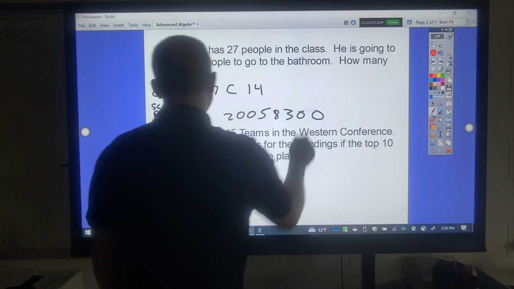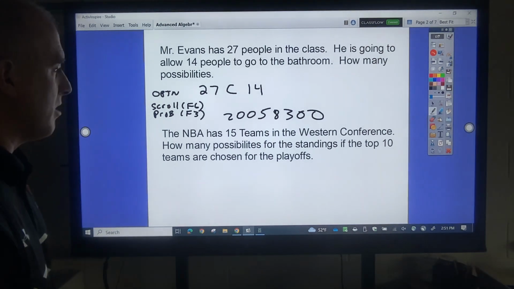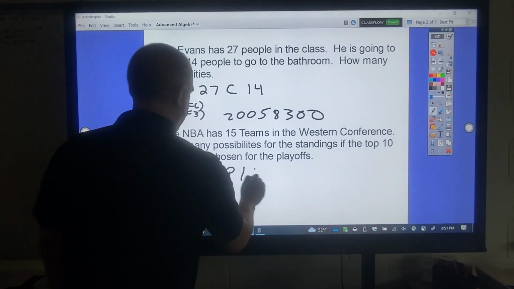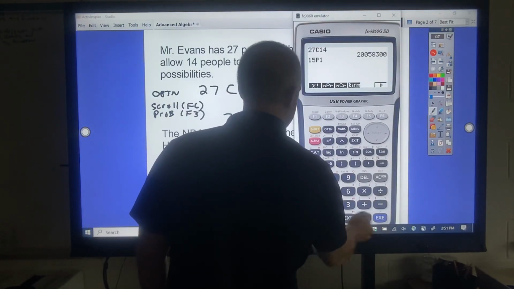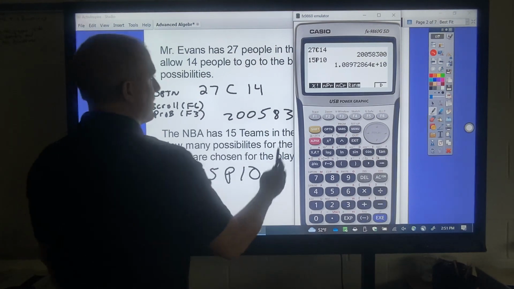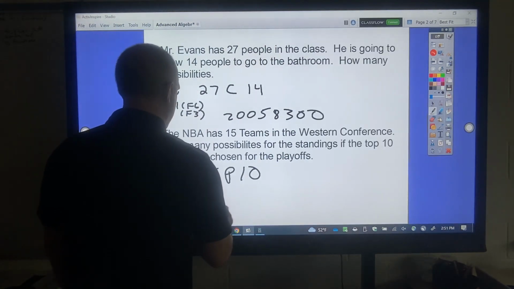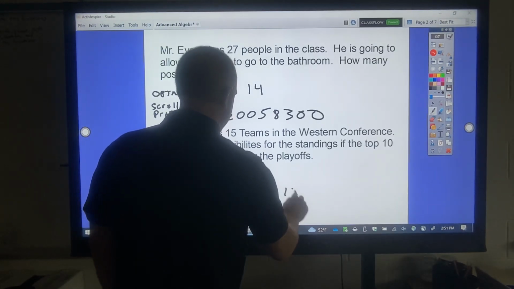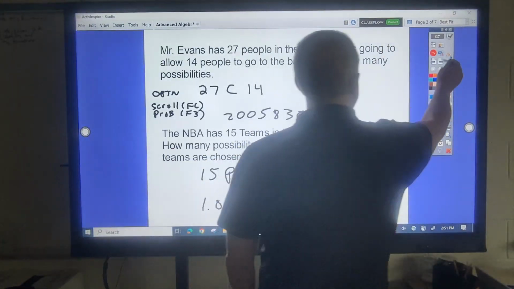8300. All right, the NBA has 15 teams in the Western Conference. How many possibilities for standings if the top 10 teams are chosen for the playoffs? So that's going to be 15P10, because the order definitely matters there. So 15P10. A very large number, 1.089 times 10 to the 10th power. That's what that means. So a lot of possibilities.